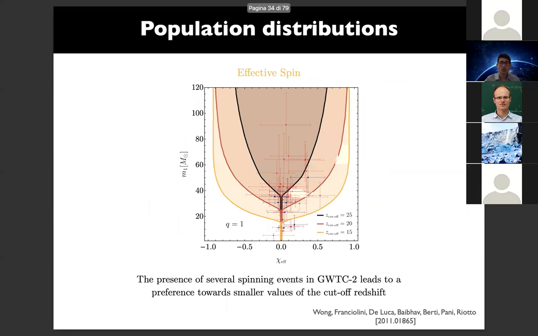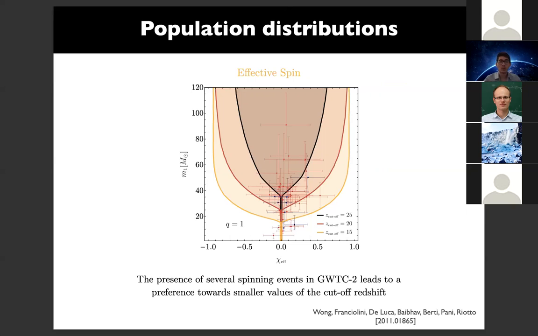And finally, we can also describe the effective spin and superimpose the data on our previous prediction, which are shown by this star. And as you can see, the presence of several spinning events in the catalog leads to a preference towards smaller values of the cutoff. Since in order to describe these events, which were found to be spinning, the only way for primordial black holes to do so is to let them experience a phase of accretion in order for their spins to grow.